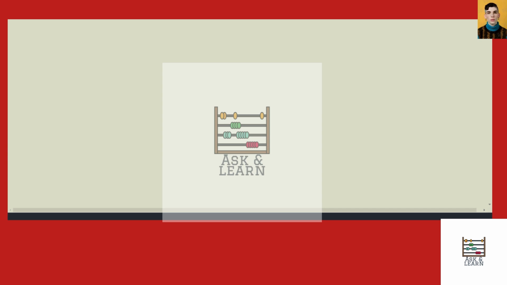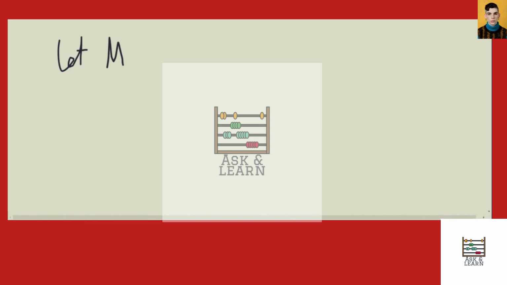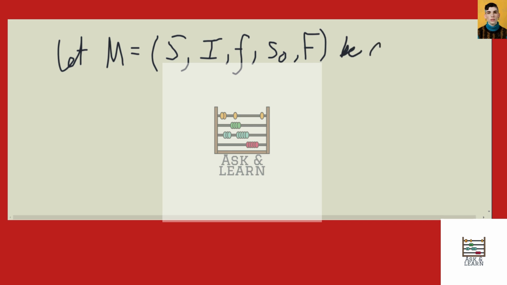We're given a deterministic finite-state automaton, and we're asked to use structural induction and the recursive definition of the extended transition function to prove that the extended transition function f̂(s, xy) is equal to f̂(f̂(s, x), y) for all states s and all strings x and y.